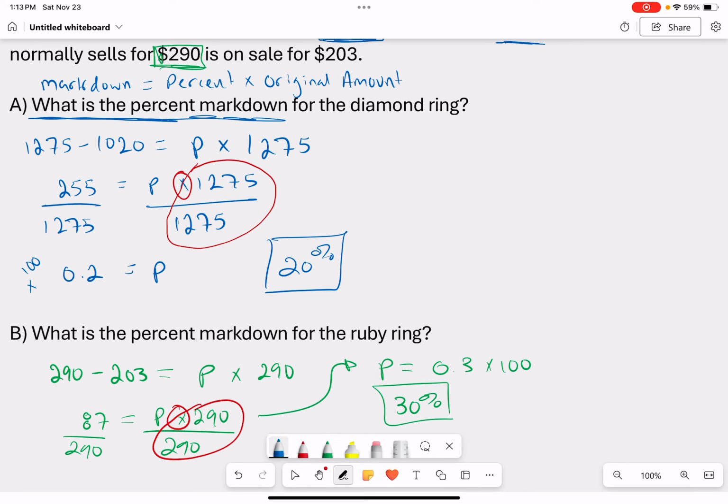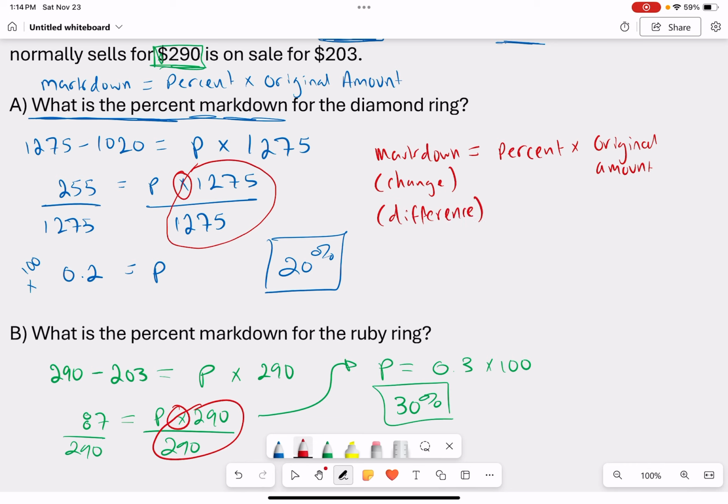One of the most important pieces here is to remember what the markdown and markup equation are. They are the same thing. In this case, since we were working with markdowns, we just write down markdown is equal to percent times the original amount. You could also think about the markdown as a change, or you can think about it as the difference between two values.